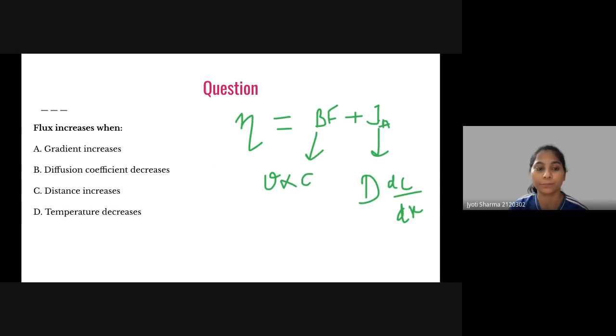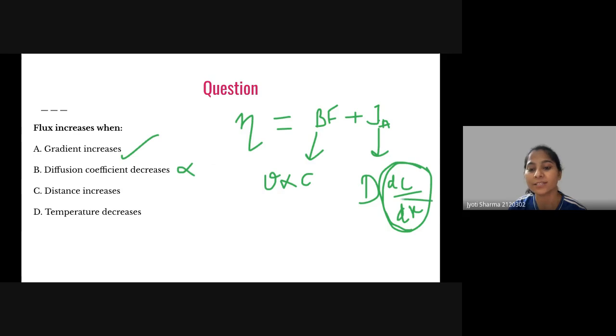Coming to the question, gradient increase. Obviously, if your gradient dc upon dx increases, then your flux will increase. A is the right answer. Coming to the second, diffusion coefficient decrease. The diffusion coefficient is directly proportional to your net flux. If it is higher, then your net flux will be higher. So this one is the wrong one.